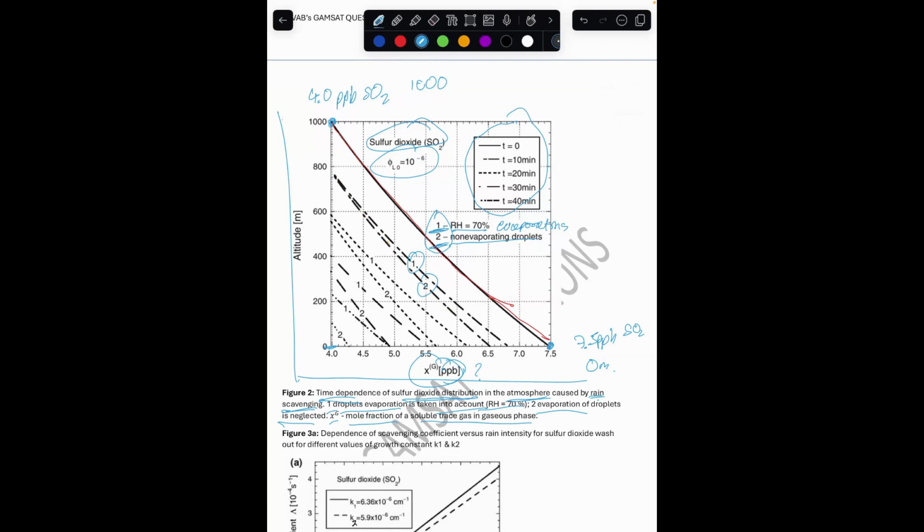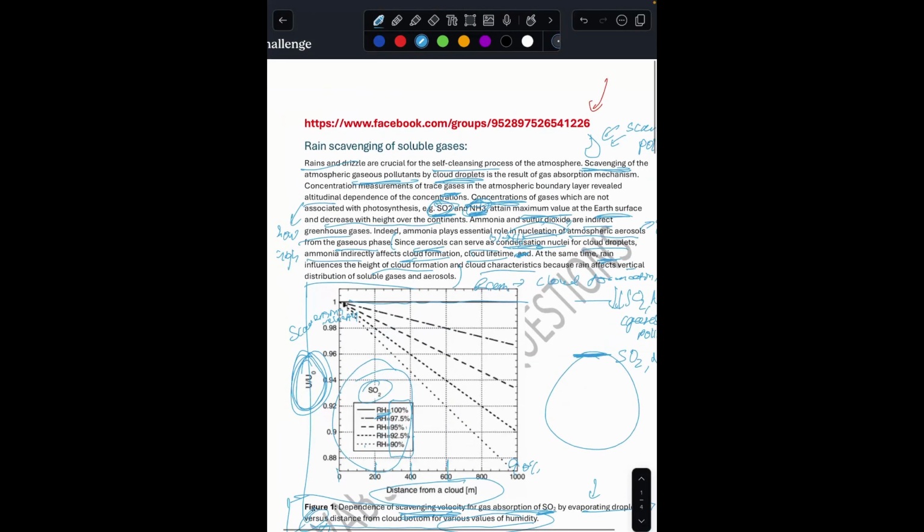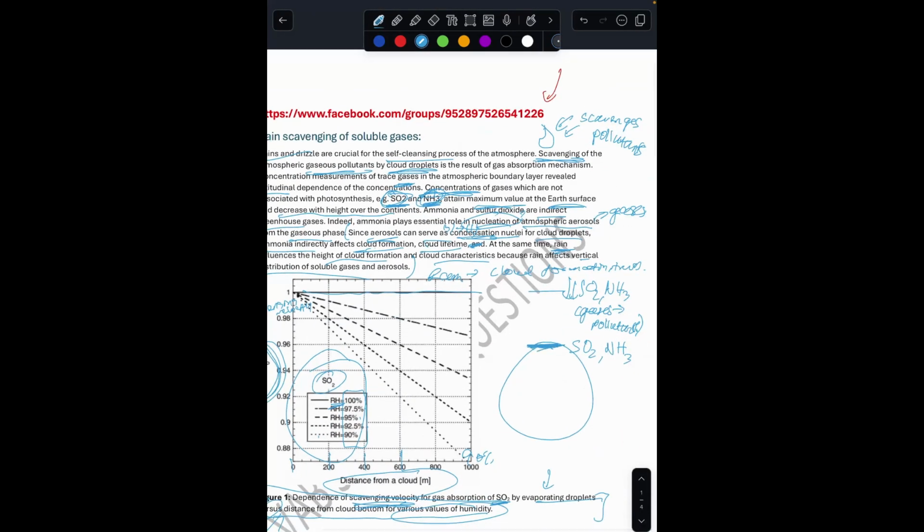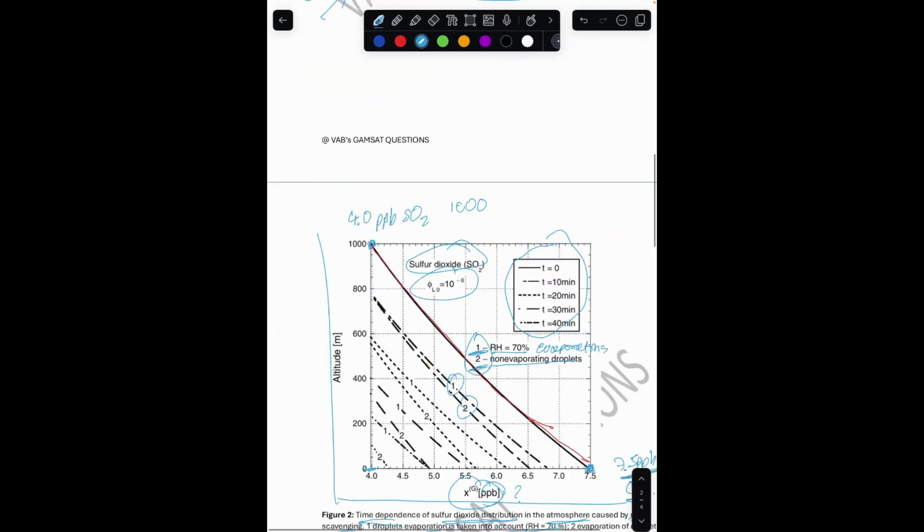If you wanted to take 1, that's when we take into consideration droplet evaporation. Okay. And so you can just notice a general trend: the closer to the Earth's surface, at 0 meters, you have more SO2, which corroborates what you had in the passage, which is that at Earth's surface, you have the most SO2 and NH3. So that's making sense.